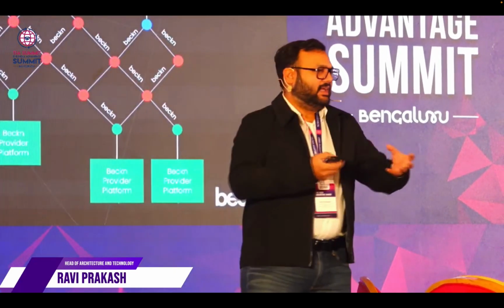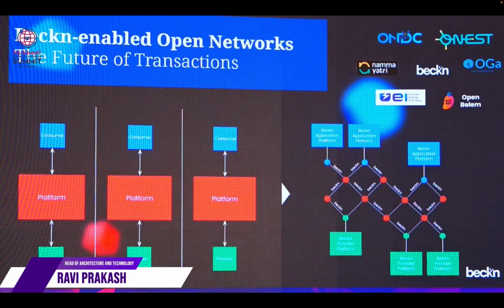One is obviously Beckn-enabled open networks, right? I am the co-author of Beckn protocol. Beckn-enabled open networks today are now becoming implemented in various sectors, in ONDC, Honest, Namma Yatri, some of these things you must have already heard of. One recent network that has recently been launched is the Unified Energy Interface. You would have heard Akhil talk about it.